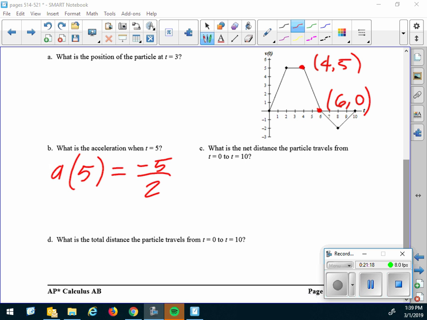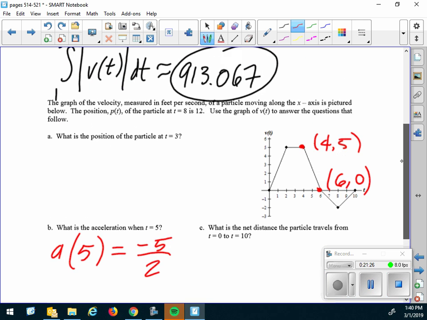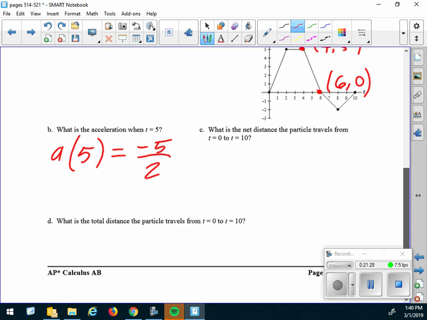Now, do we need units? Are we given enough units to write? Velocity was measured in feet per second, so feet per second per second. Negative 5/2 feet per second per second. If you write feet per second squared, that is completely fine. But what's a square second?